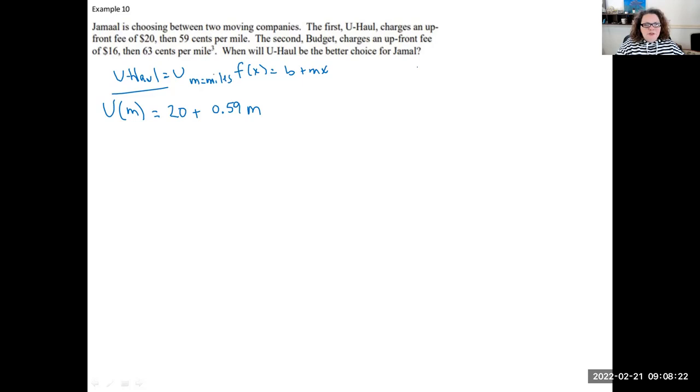Budgets, let's go to budgets. So that's a function for U-Hauls. Let's look at budgets. Budgets, and we'll say that's B for the function, per mile, which I've already labeled over there, is equal to what? Their upfront cost is $16 plus, they're not going to be subtracting, they're going to be making more money, 63 cents per mile. So there's their function.